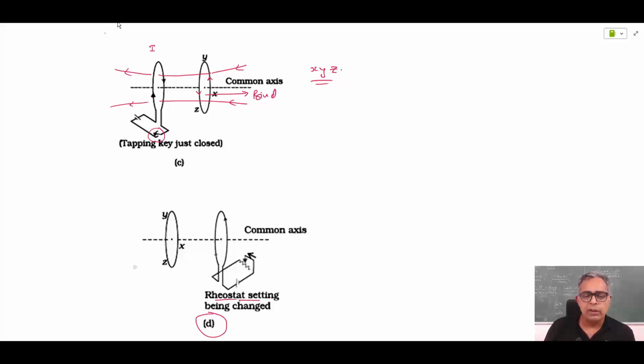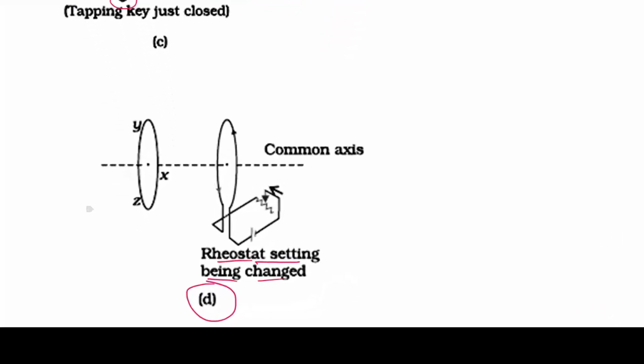Okay. Similarly, if we look at this part D, if you observe carefully, it is given that the rheostat setting is being changed. How is this setting being changed? Look at this arrow. This arrow is towards the left, and this slider is moving in this direction. This means there is a decrease in the resistance. When there is a decrease in the resistance, the current flowing in this loop is increasing.